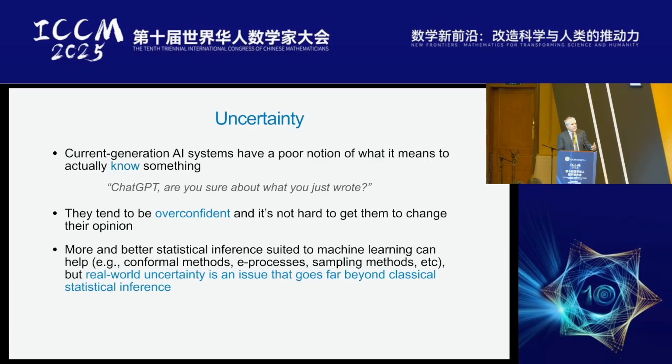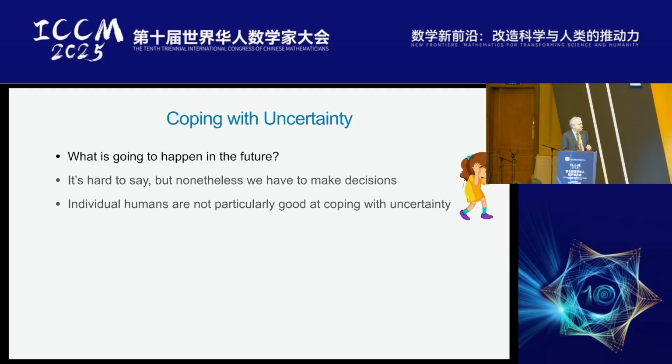Okay, there's lots of work on this topic. Conformal methods, e-processes, all kinds of sampling methods. I work on this too. There's lots of work in trying to endow networks with uncertainty. But it's only getting at a very small part of the problem. And what's missing is the economic perspective.